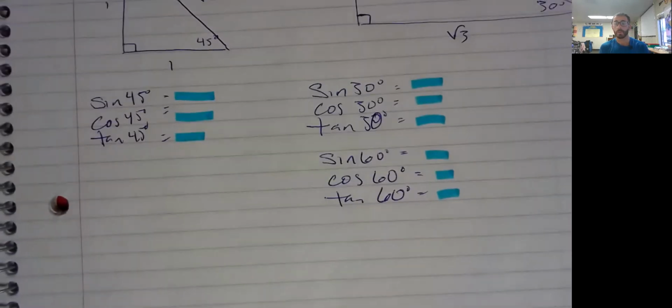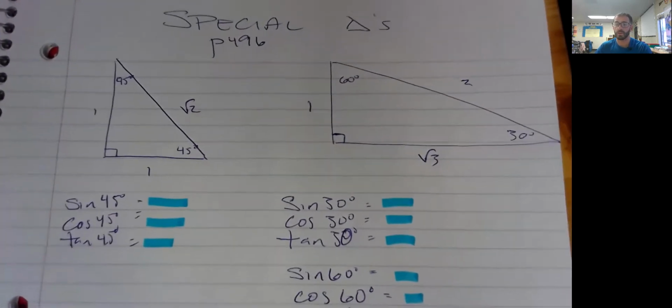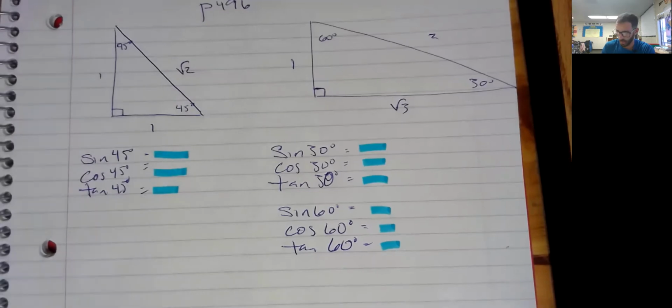Welcome back, geometers. This is a special video for special triangles. These are the 45, 45, 90s: x, x, x rad 2, and the 30, 60, 90s: x, x rad 3, 2x. We are on page 496 in your textbook, and I'm going to explain it the textbook way. You are also going to hear me explain it different ways, because these are the things you're going to see all the time in everything trigonometry.